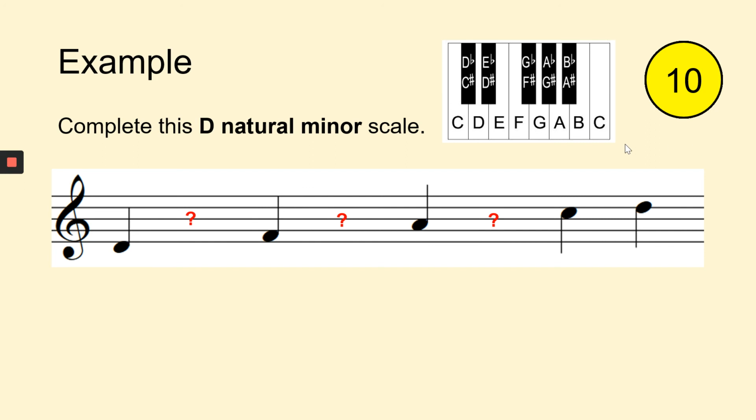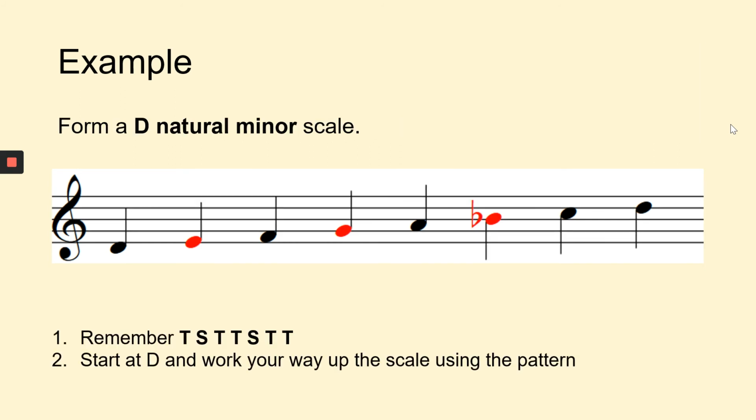Now let's try completing a scale. Can you complete this D natural minor scale? So our missing notes are, once we remember our process, an E after the D, F, then a G, then an A, a semitone up, which gives us a B flat, then a C, then a D.